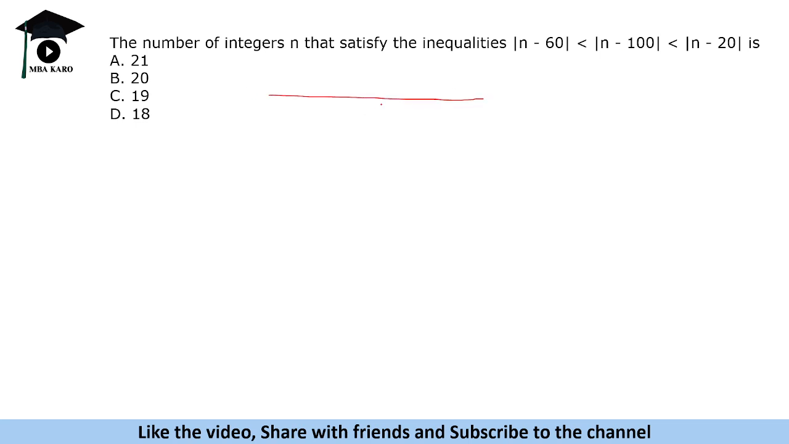So this is 60, there is a point 100, and there is a point 20. 3 points given to us. So case 1, we need to find the points that are closer to 60 than to 100. So their midpoint is 80. If a point lies here, so let us consider this part. n minus 60 will be greater than n minus 100. So at 80, this will be equal.